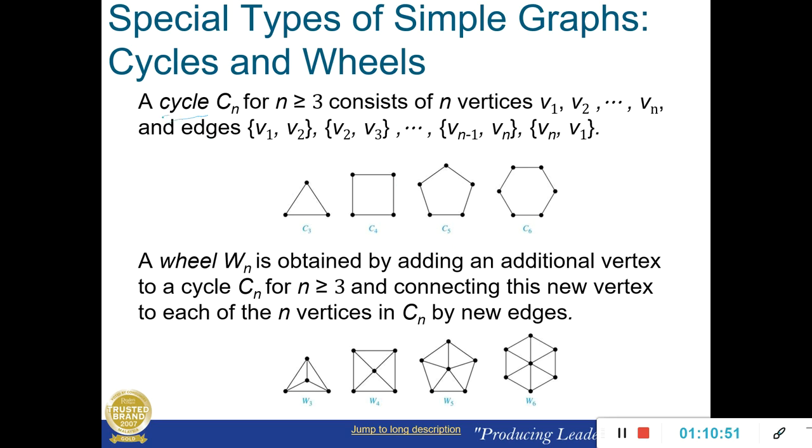A cycle, Cn for n greater than or equal to 3, consists of n vertices v1, v2, up to vn and edges v1v2, v2v3, and so on. So you have C3, C4, C5. Just imagine it creates one complete loop. A wheel is made by adding an additional vertex to Cn. Imagine a wheel, your car tire or motorcycle tire: you put a vertex in the middle and connect it to each other vertex. So C3 becomes W3, C4 becomes W4, and so on.